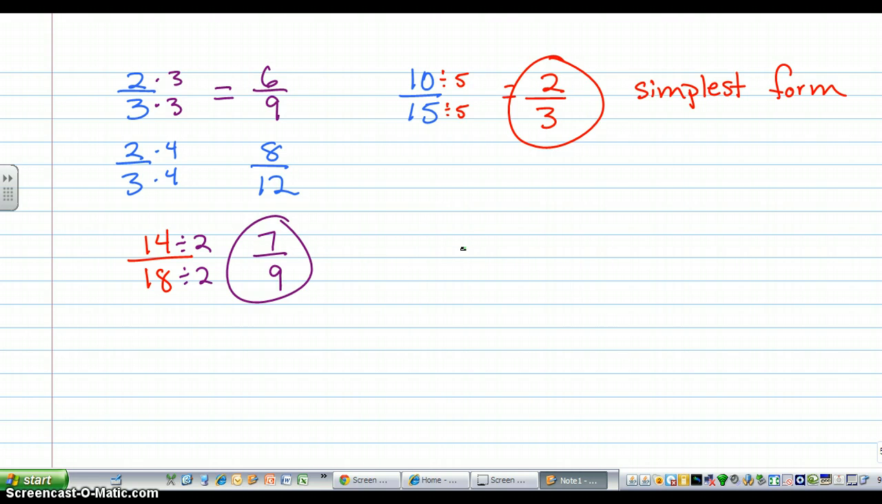my pen decided to stop writing. Interesting. Okay, well, we can say that 7/9 is equal to 14/18.